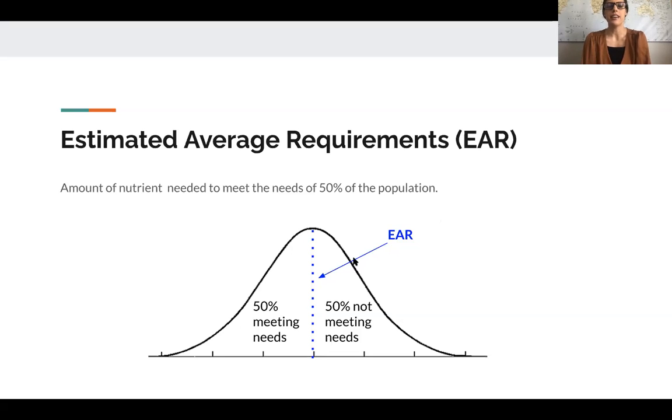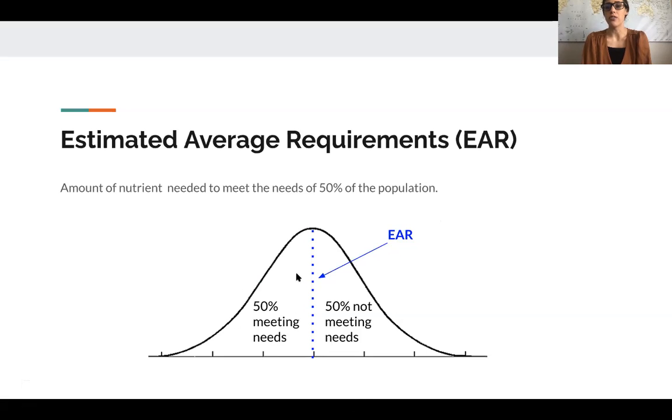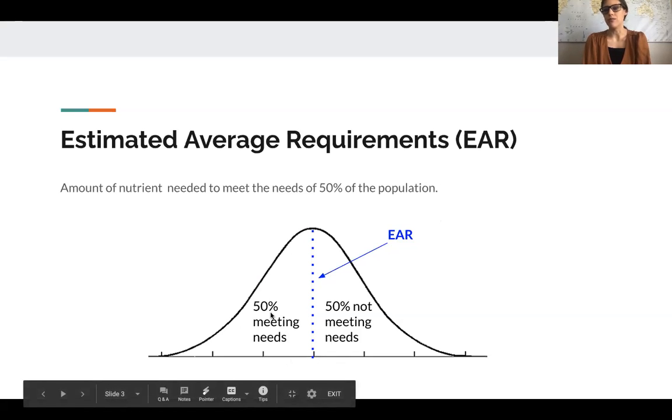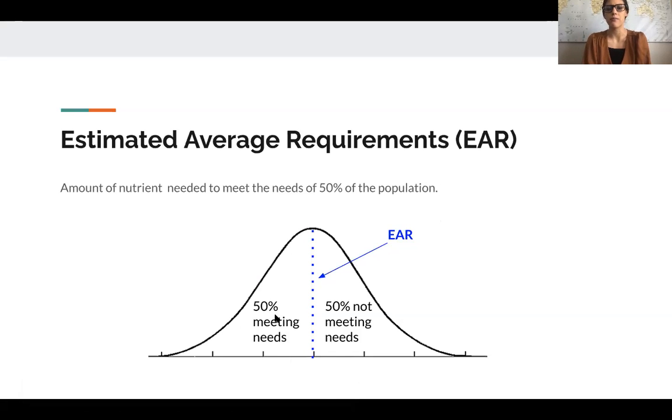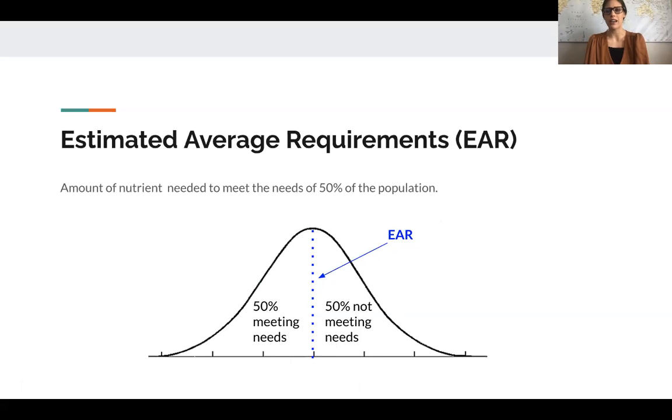So as we can see here by this bell curve, this side here, 50% of individuals for any given nutrient are going to meet the needs given a specific measurement, maybe it's micrograms, grams, etc. But the other 50% of the population won't be meeting those needs based on that halfway benchmark. So because of this, we can't necessarily use this for recommending nutrients to individuals because obviously this isn't going to be appropriate for 50% of the population.